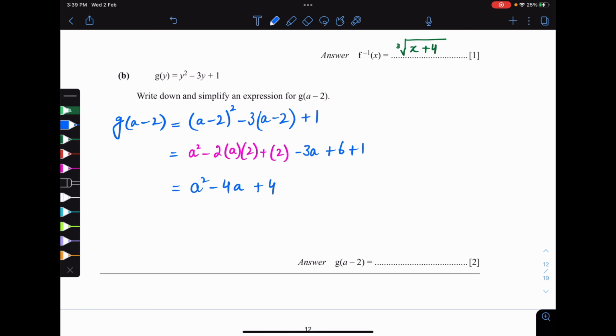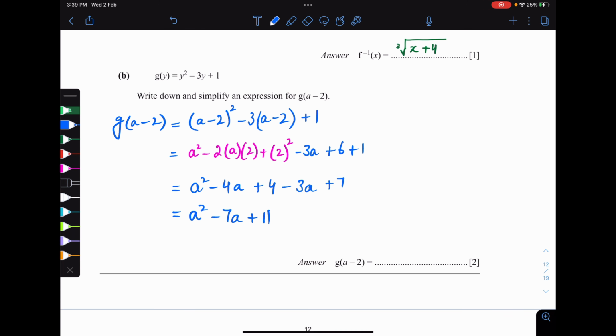I'm sorry, I think I skipped a square there. Yeah. And minus 3a plus 7. So gather them up: a squared minus 7a plus 11.